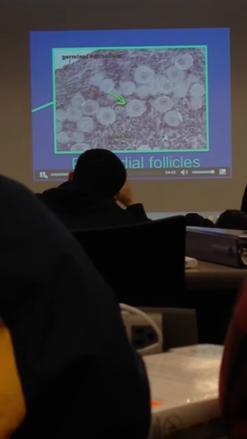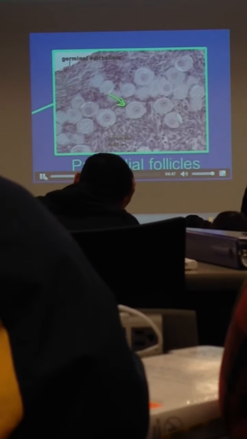Each primordial follicle contains a primary oocyte, surrounded by a single layer of squamous cells. Think back to your animal tissues lab. What does the word squamous mean? If you said flattened, you would be correct. Notice how flat the cells are that surround each of these primary oocytes.